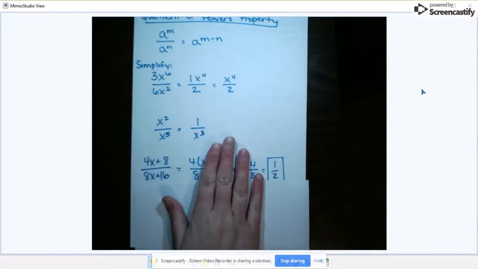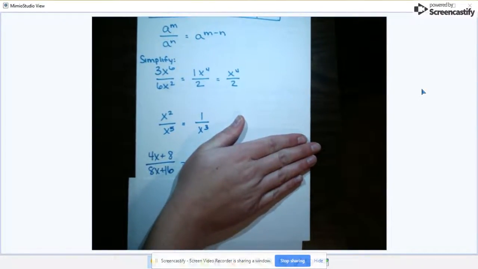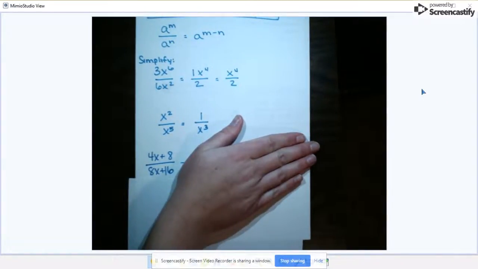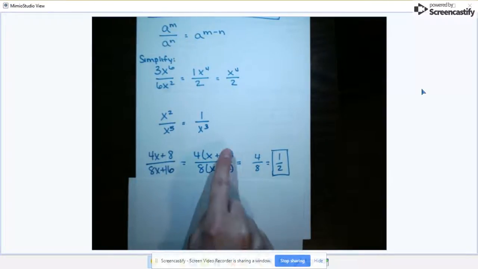All right, our goal is going to be to simplify and then state your excluded values. So our original starts as 4x plus 8 over 8x plus 16. In order to simplify, our goal is going to be to factor as much as possible. So in the top, we can take a 4 out. In the denominator, we can take an 8 out. So I did that. And that makes it clear that you can cancel off your x plus 2's, leaving you with a 4 over 8, which we know simplifies to be a half.